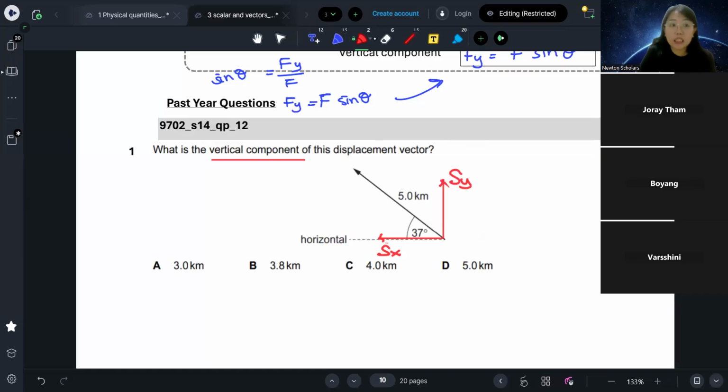Okay, dear, vertical, that means they want Sy. The angle is not in between them, so we use sine. 5,000 sine 37. This is how we solve it. So your answer should be 3 kilometers, answer A. So is it okay? Do you have the idea? Tell me, is it okay? If okay, then we proceed.